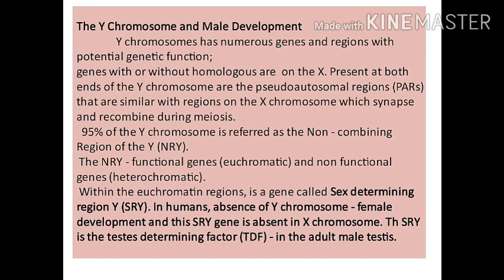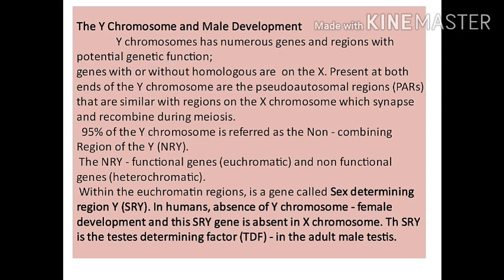And the remaining 95% of Y chromosome is referred to as the non-combining region of Y chromosome. The non-combining region in the Y chromosome is divided into two parts. One is functional gene and another one is non-functional gene. The functional gene is called as a euchromatic region that will be determining the sex. So it is said to be the sex determining region or SRY region.